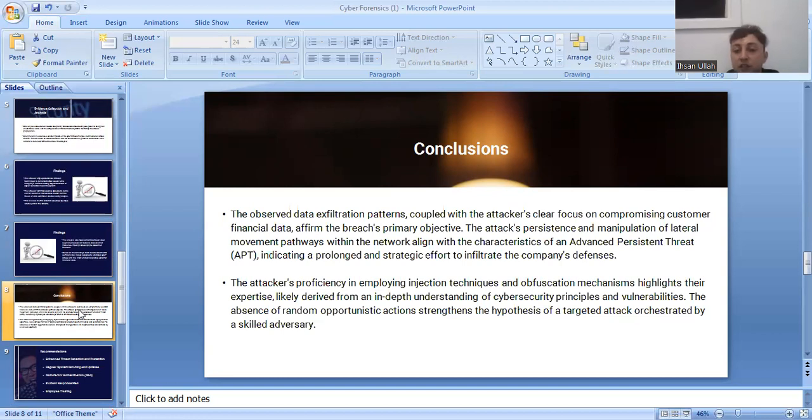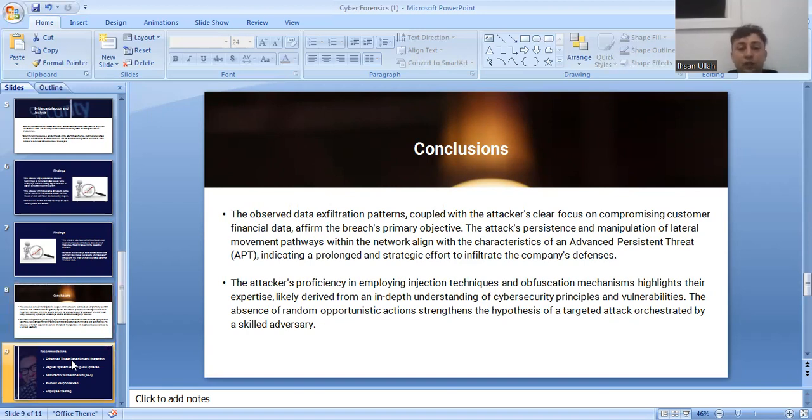The attacker's persistent manipulation of lateral movement pathways within the network, aligned with the characteristics of an advanced persistent threat, indicates a prolonged and strategic effort to infiltrate the company's defenses. The attacker's proficiency in employing injection techniques and obfuscation mechanisms highlights their expertise, likely derived from an in-depth understanding of cybersecurity principles and vulnerabilities. The absence of random opportunistic actions strengthens the hypothesis of a targeted attack orchestrated by a skilled adversary.